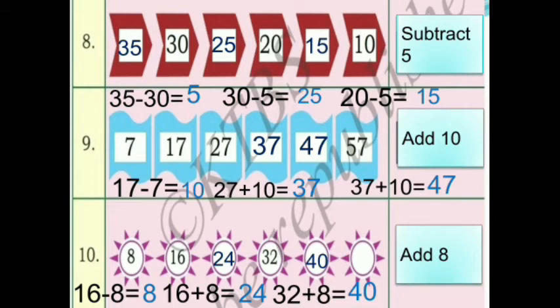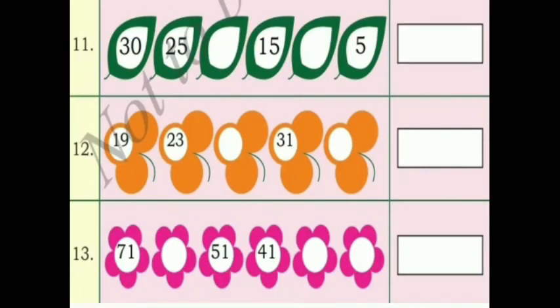To find out the next missing number, we should add 8 to 40. What is 40 plus 8? Yes, 40 plus 8 is equal to 48. The next missing number is 48. See this question. 30, 25, dash, 15, dash, 5. To complete this pattern, first we should subtract 25 from 30. What is 30 minus 25?